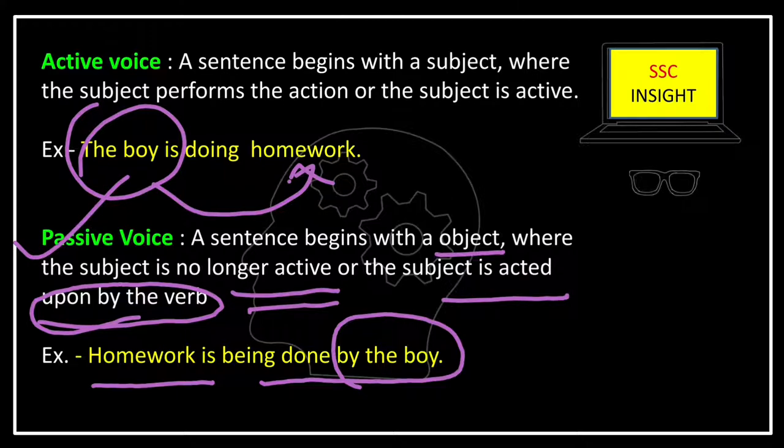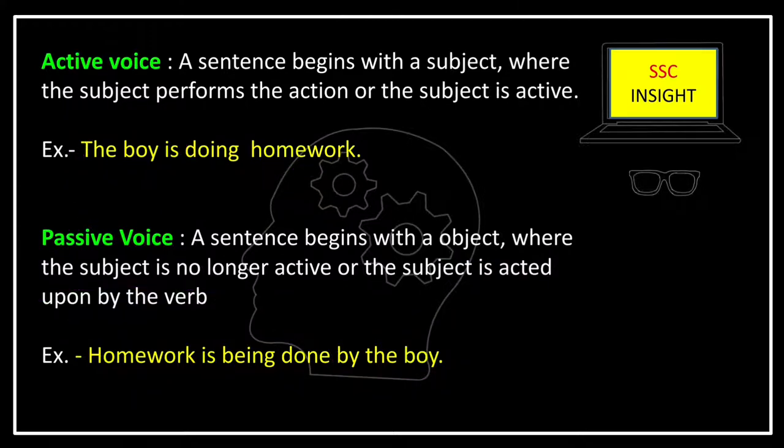Now, why do we need passive voice? Can I say here homework is doing? We cannot say that because homework is not a live object. Homework is done by someone. There must be a doer who will do homework. Homework cannot be done itself. So we need a doer, and here the doer is the boy. So homework is being done by the boy.